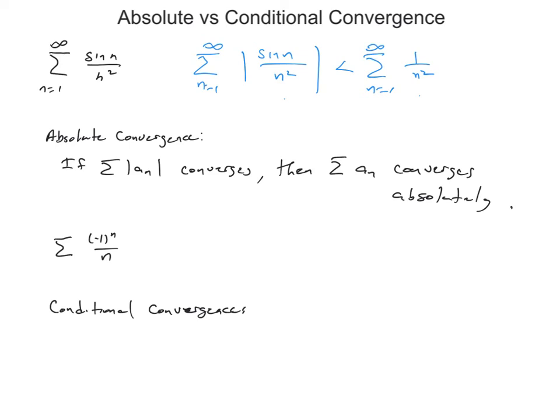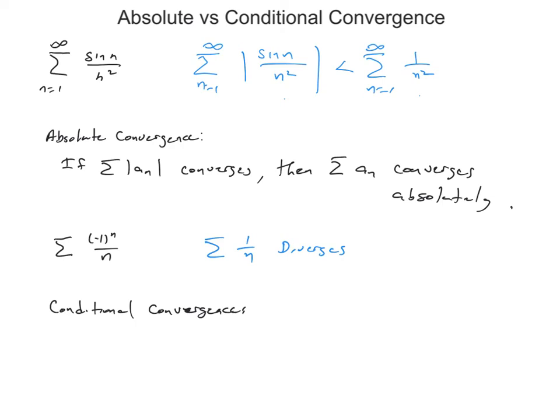The issue with this is it doesn't always work. For example, when I look at this particular series right here, -1 to the n over n, this is an alternating series. But if I looked at the absolute value of that series, that would be 1 over n, which we know diverges because that's the harmonic series. But by the alternating series test, I can say that this series is going to converge.